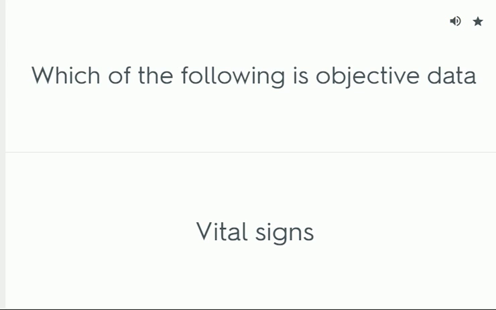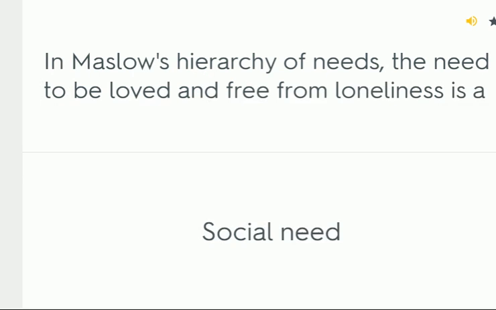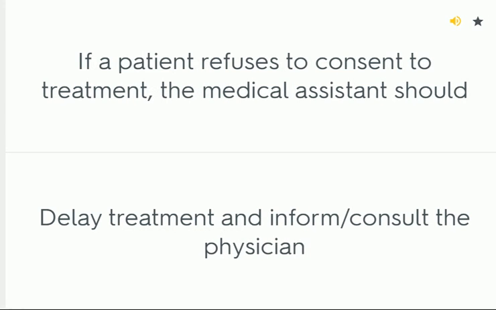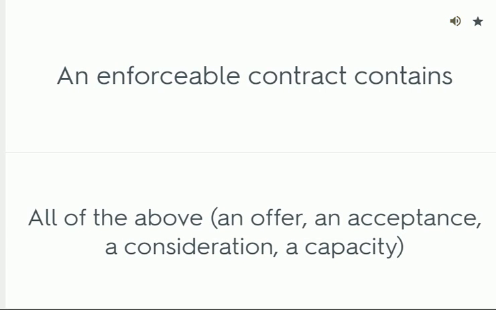Vital signs. Which of the following phone calls should be given immediately to the physician? Another physician. In Maslow's hierarchy of needs, the need to be loved and free from loneliness is a social need. If a patient refuses to consent to treatment, the medical assistant should delay treatment and consult the physician. An enforceable contract contains all of the above.